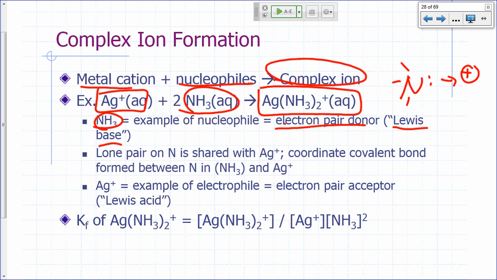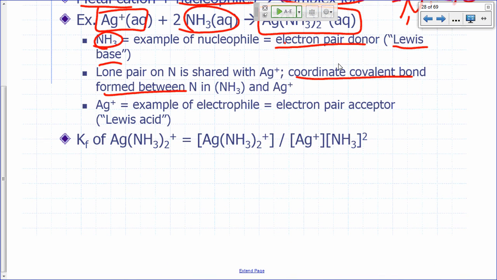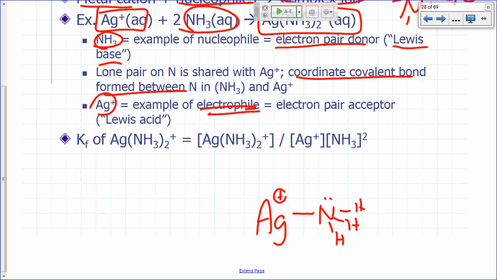The lone pair on the nitrogen is shared with the silver. There's actually a covalent bond, and we call that bond a coordinate covalent bond. So your silver ion actually forms a covalent bond with this nitrogen in your ammonia. The lone pair of the nitrogen is shared with the silver, so that bond is called a coordinate covalent bond. Your silver ion, the metal cation here, is an example of what's called an electrophile, an electron lover. That's the electron pair acceptor, which is defined as the Lewis acid.